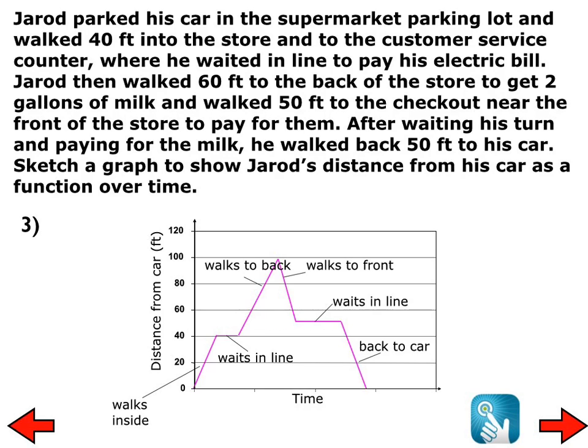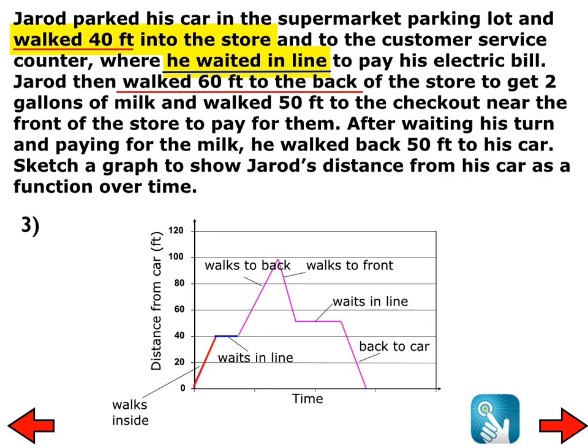So the first thing it says in this problem is that he walked from his car 40 feet into the store. So he's moving away from his car into the store. He walked 40 feet. That's why the graph is up to 40. From there, it said that he waits in line to pay his electric bill. So when he's waiting in line, he's not moving any further away from the car, which is why it's still, as you can see right here, it's still 40 feet from the car.